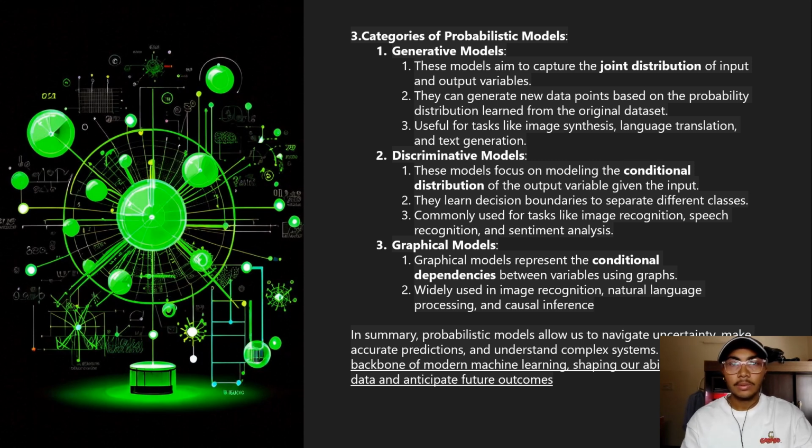In summary, probabilistic models allow us to navigate uncertainty, make accurate predictions, and understand complex systems. They are the backbone of modern machine learning, shaping our ability to learn from data and anticipate future outcomes.